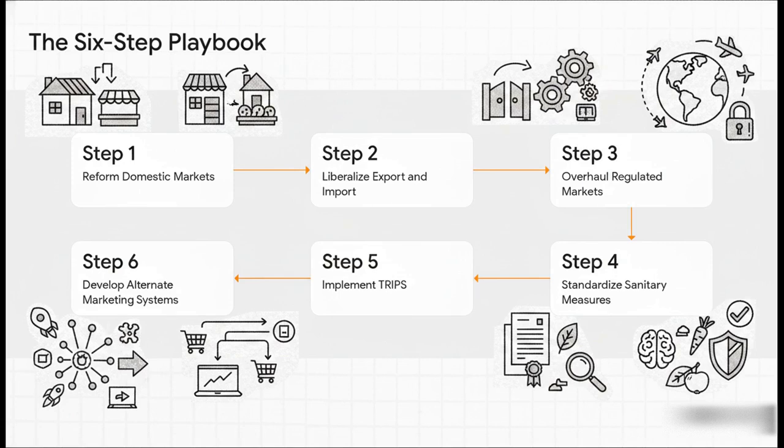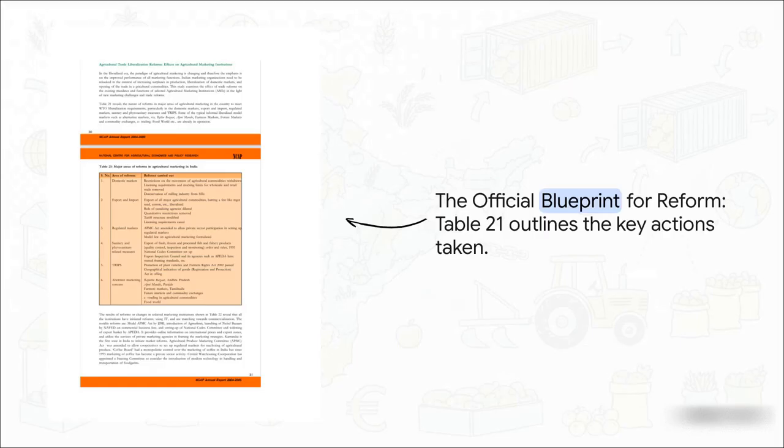Only then did it open the doors to the world by liberalizing trade. It tore down old systems while also building up new global standards for things like food safety and intellectual property, and finally, it started building totally new marketing channels for the future. And look, this isn't just some theory we're talking about. This right here is Table 21, the actual blueprint from the policy report. You can see the specific actions they took under each of those 6 steps, from getting rid of licenses to changing tariffs. It was a really methodical, step-by-step process.